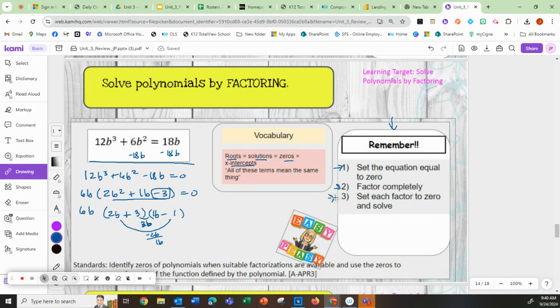On the last step, we're going to set each factor equal to 0. So we'll set 6b equal to 0. Solve for b and we get 0. We'll set 2b plus 3 equal to 0. We'll get 2b equals negative 3. Divide by 2, b equals negative 1.5. That's our second solution. And then our last factor, b minus 1 equals 0. Add 1 to both sides, and b equals 1. So we have 3 solutions, 0, negative 1.5, and 1.